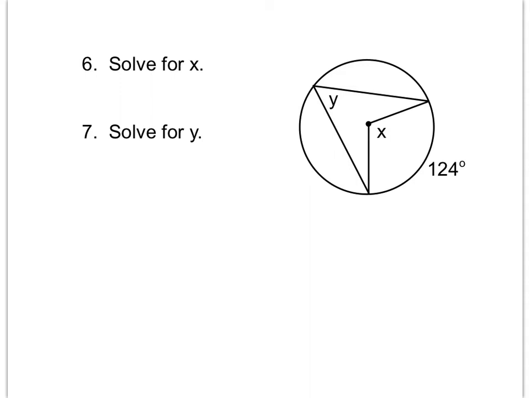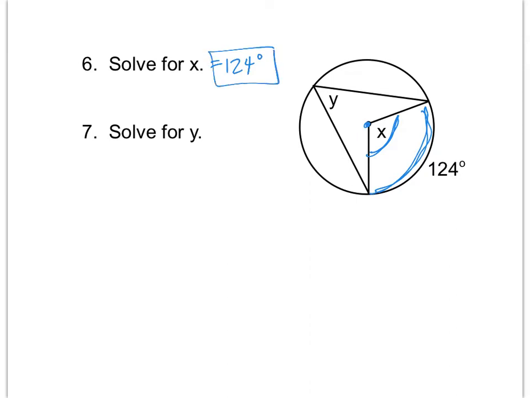Number 6. To find the measure of angle x, or this measure right here, I noticed that it is a central angle. Its vertex is right here at the center of the circle, and so the central angle will be the same size as the intercepted arc. And so x is 124 degrees.